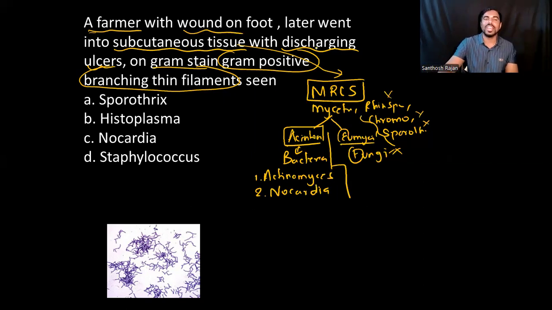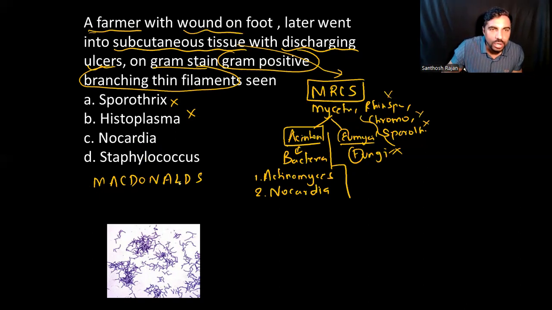The patient here is having the typical mycetoma, that is actinomycetoma, which is caused by a bacteria. And that bacteria is a branching gram-positive thin filament. Now again, the shortcut we always say: gram-positive means the shortcut is McDonald's, right? So McDonald's, Sporothrix is out. It's not going to give a gram-positive stain, definitely not. Histoplasma is out, it is a fungus, it's not coming here. So it should be Nocardia or Staphylococcus.